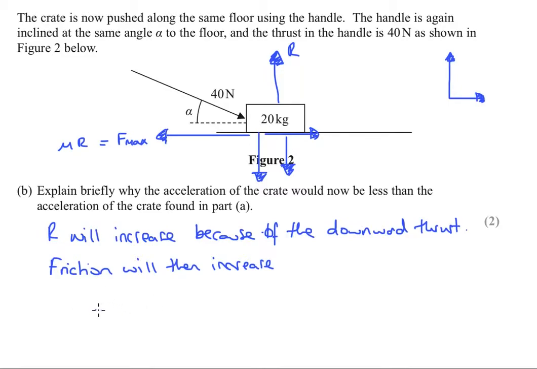So if the friction increases, and we did the cos alpha component from before minus the friction, if we're subtracting more friction, then the acceleration is going to be smaller. This value is going to be smaller because we're subtracting more. So if the friction increases, that will mean that the acceleration will be smaller.